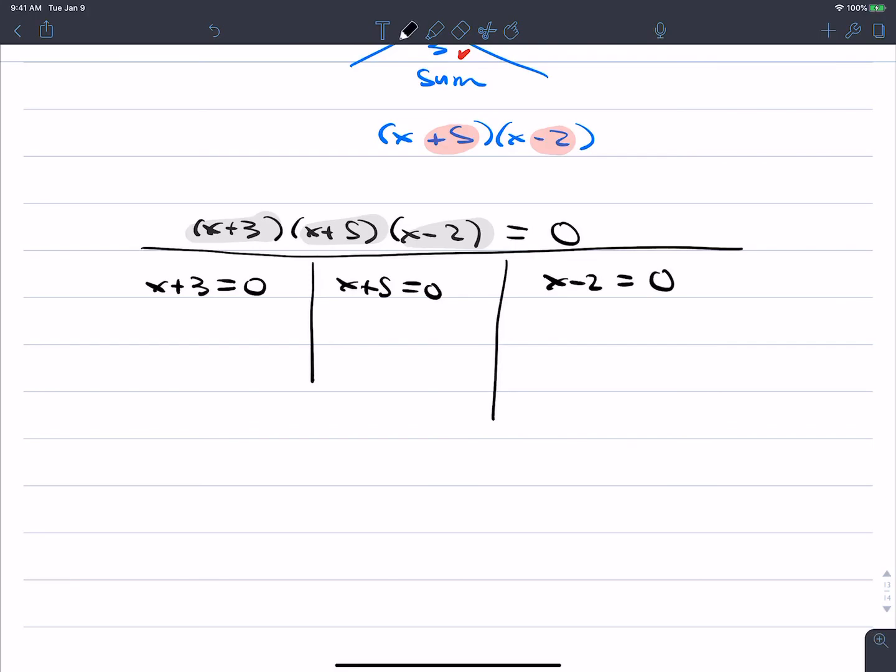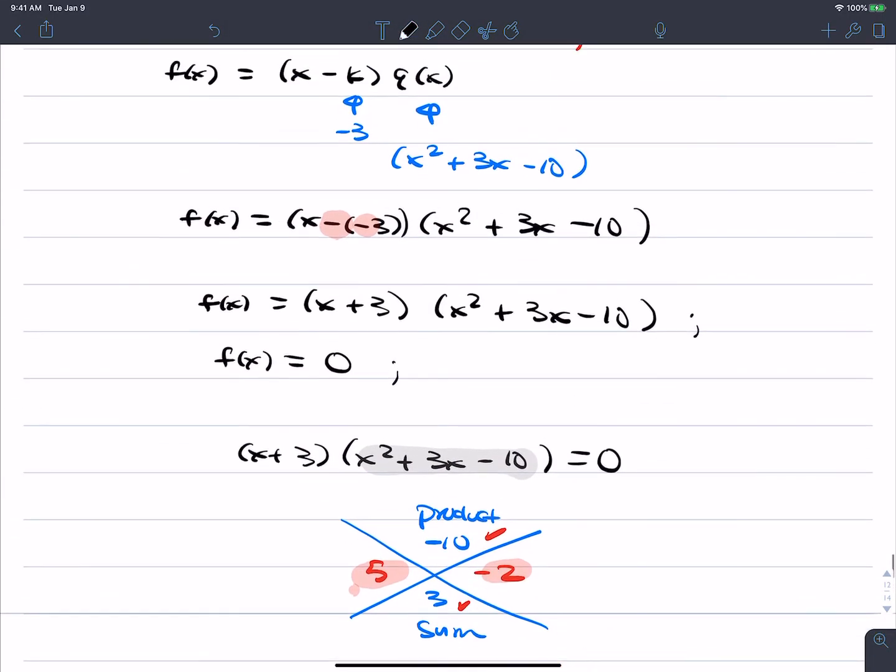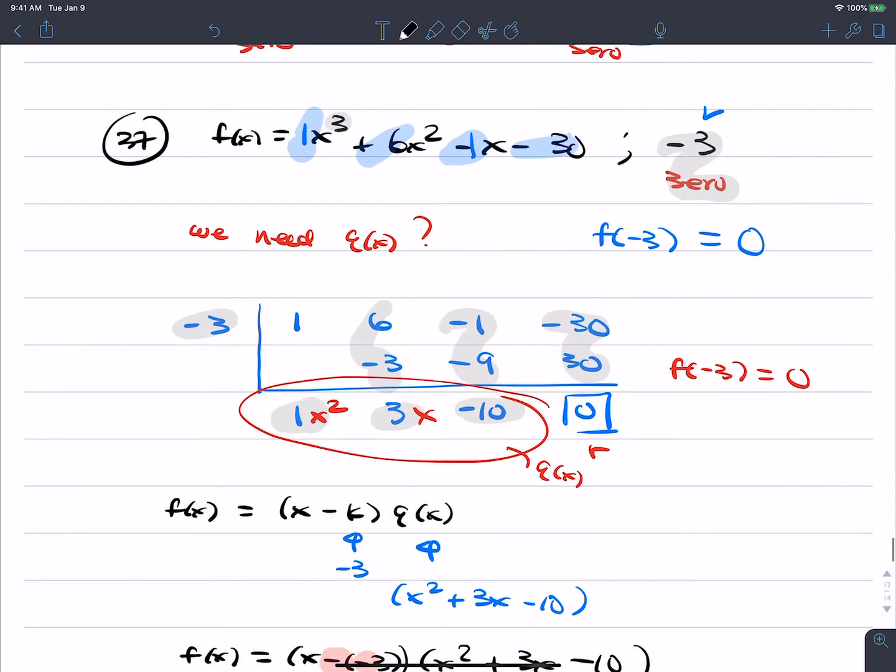And we have to now solve for x. Subtract 3. X is negative 3 is a 0. Subtract your 5. X is negative 5 is a 0. Add your 2. X is 2 is a 0. These are all zeros of your function. Here's your answer. This is question number 37.